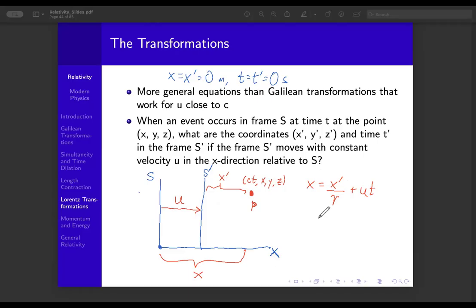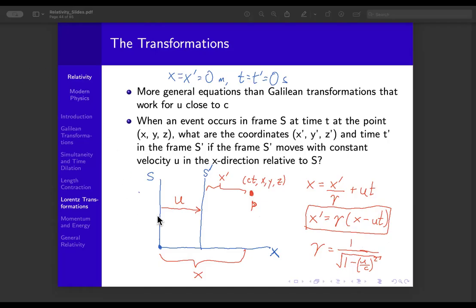Well, if I rearrange that for x prime, because remember, we're trying to solve for x prime in terms of x and t, we end up getting that x prime equals gamma times (x minus ut). And gamma again, just so you can see it at least once, is equal to 1 over the square root of 1 minus u squared over c squared. And so that is how we can solve for x prime. If we know x and t and u, for that matter, we do have to know how fast frame S prime is moving relative to S, then we can find x prime.